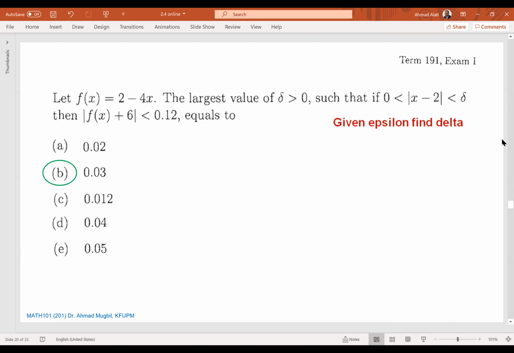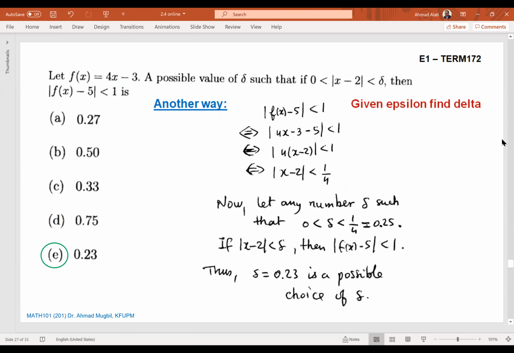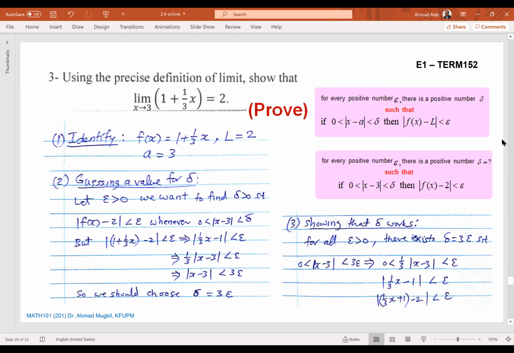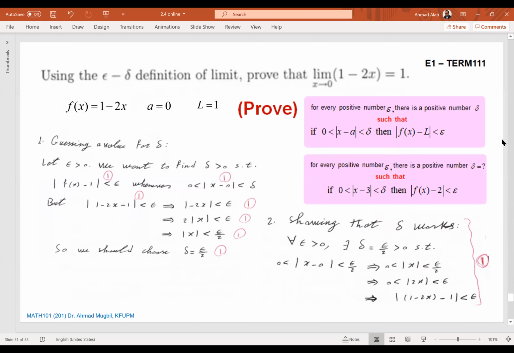You have many old exam questions here with solutions. Many of them are with detailed solutions. So go and practice. And please don't look at the solution. Try to practice without looking at the solution. You need just to identify what you want. Do you want to prove, or do you want to find the delta if you have epsilon?